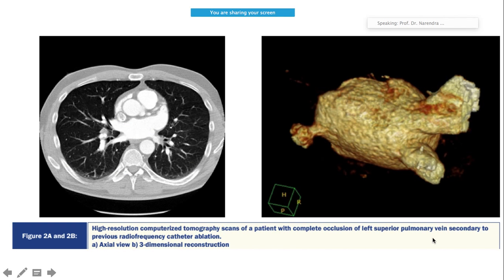Other than those subheadings, you must also put up tables and also figures. This is like a figure. One is a CT scan, a high resolution computerized tomography scan, and the other one is with a three-dimensional reconstruction. What was shown here was the stenosis of the left superior pulmonary vein.